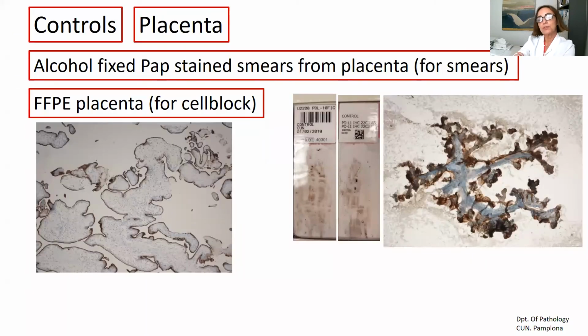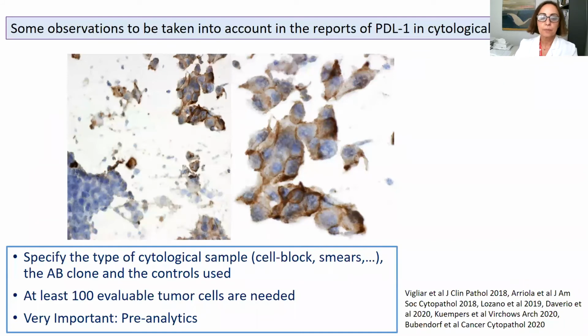For controls, we prefer to use placenta for the reason that we can perform smears of the placenta, stain this smear with Papanicolaou, and use it as positive control when we are doing PD-L1 on smears. And of course, for cell blocks, we use pieces of placenta, formalin fixed and paraffin embedded. So paraffin for cell blocks and smear for smears. This is what we do.